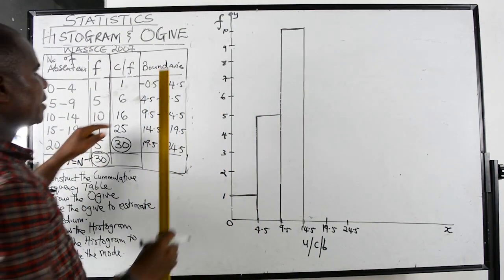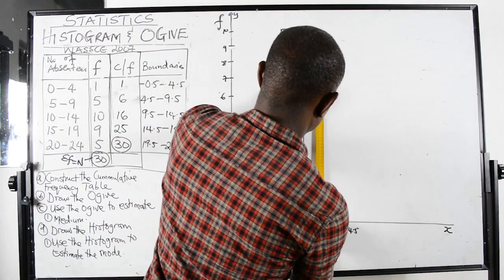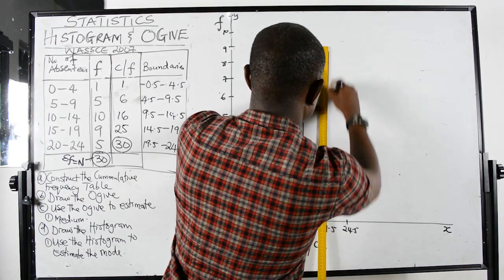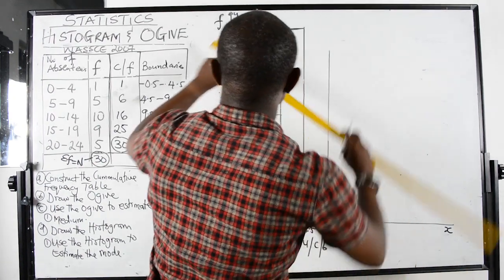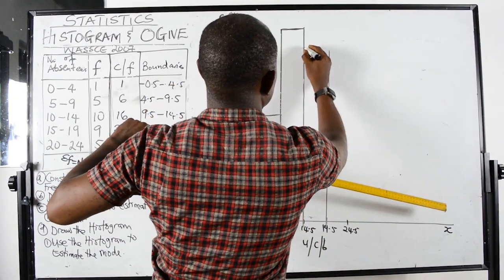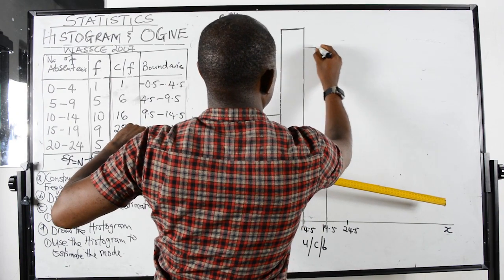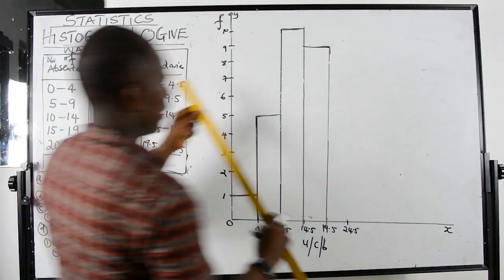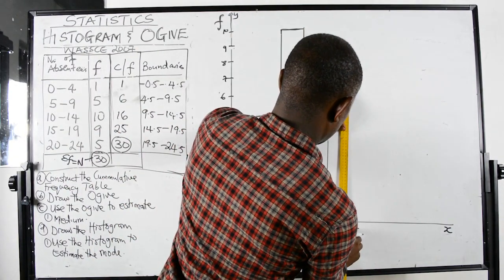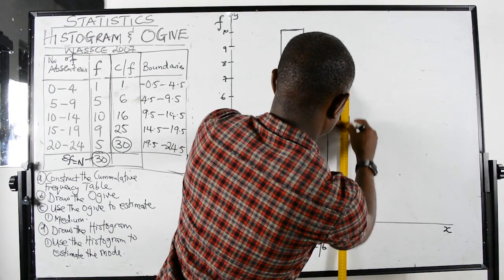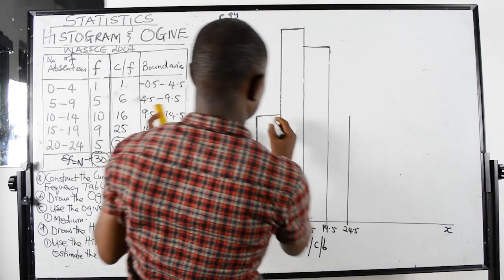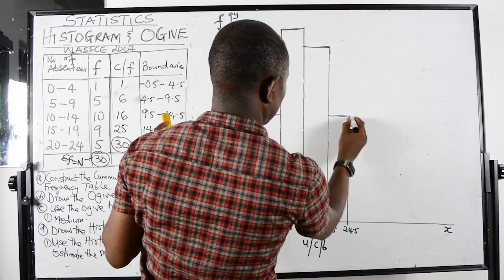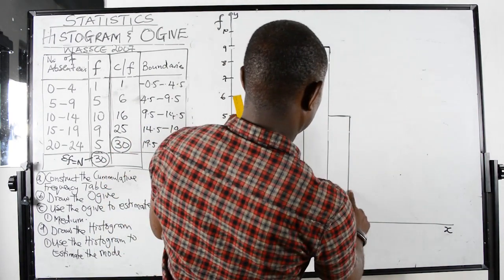Now we come to 9, 9 again. 9 is 19.5, 9. So you use your own ruler. This is 9. And I get that point. This is 9, 19.5. So I go to 5. This is 5. There. So I've got all the bars intact.